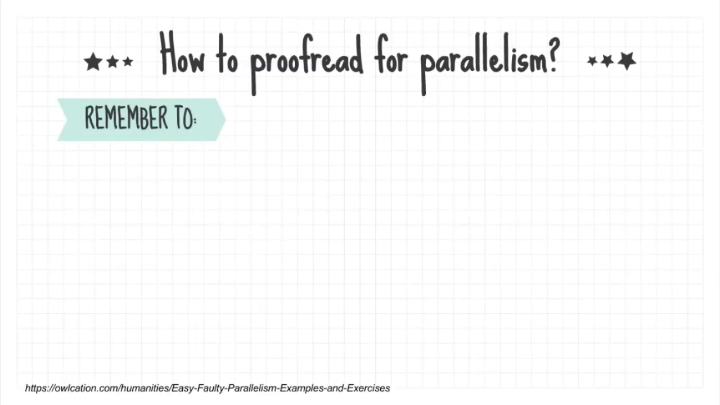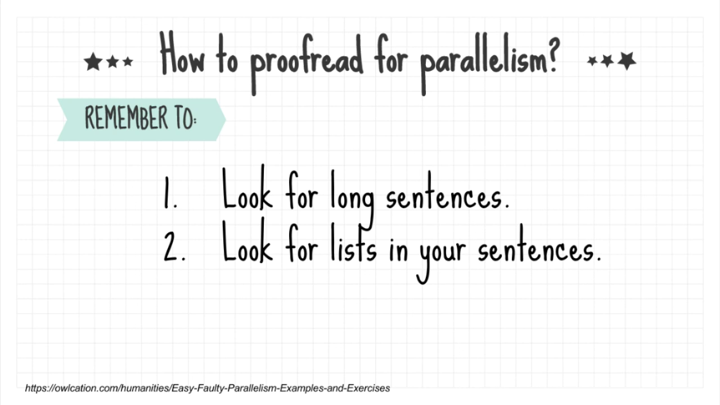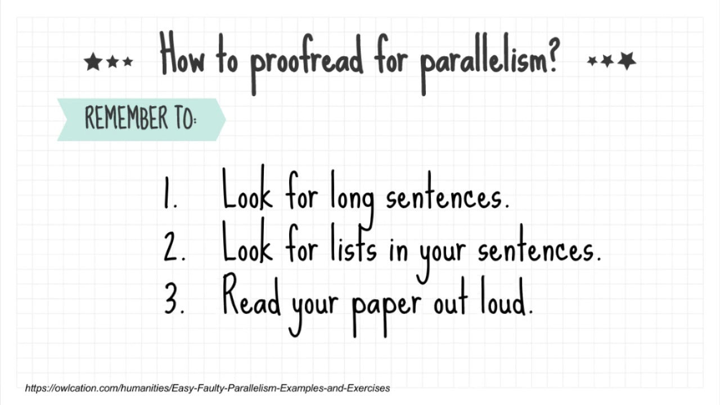Here are some tips on how to proofread for parallelism. Remember to look for long sentences. Those are often the ones that have a lot of ideas that may not be written correctly. Mark those to reread and check. Look for lists in your sentences. Identify the words in the list. Are they the same type of verb, noun, or adjective? And lastly, read your paper out loud. If you stumble when reading a sentence, chances are that the sentence isn't clearly written and may have faulty parallelism.